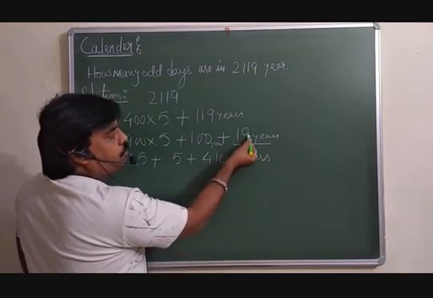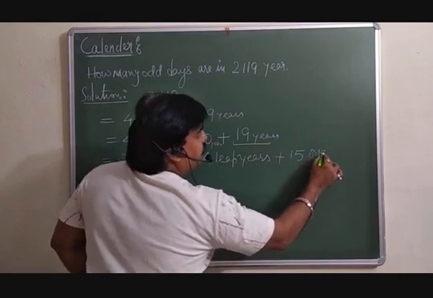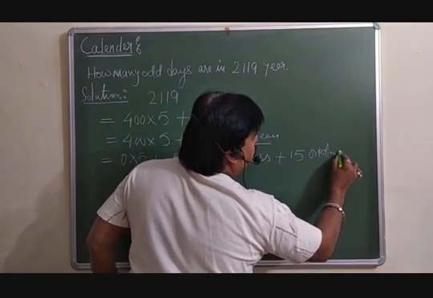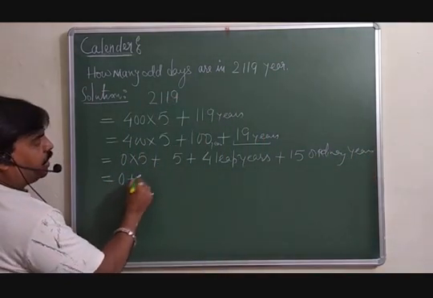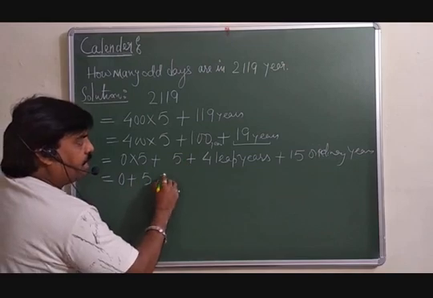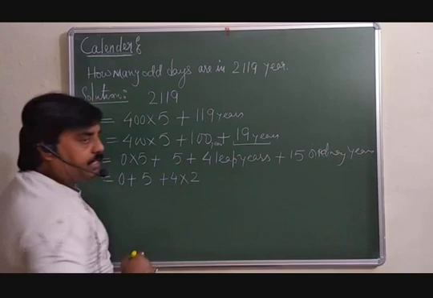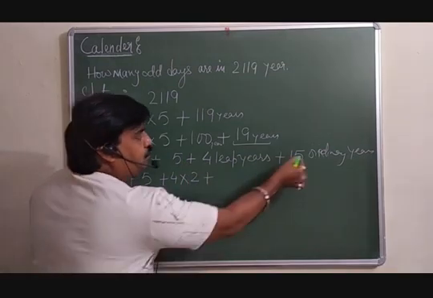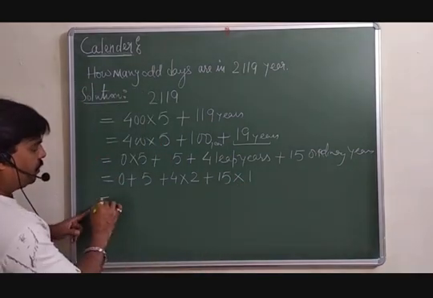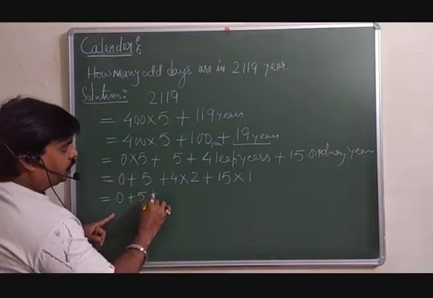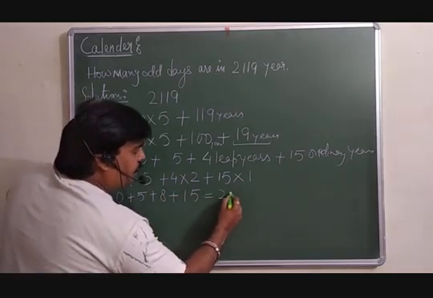And 4 leap years हैं, तो how many will be the ordinary years? 15. Because 4 plus 15, 19 is there. Ordinary years. So here is the 0. In 100 years, 5 odd days are here. In a leap year, 4 leap years are there. So in 1 leap year, how many odd days are there? 2. Plus in 15 ordinary years, there is 1 odd day each. So how many will be there? 0 plus 5 plus 8 plus 15. You must add. So you are getting 28 days.